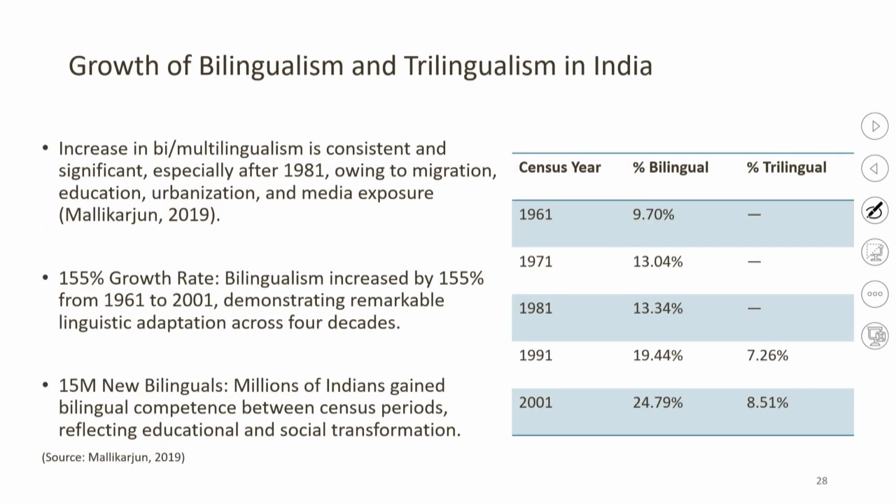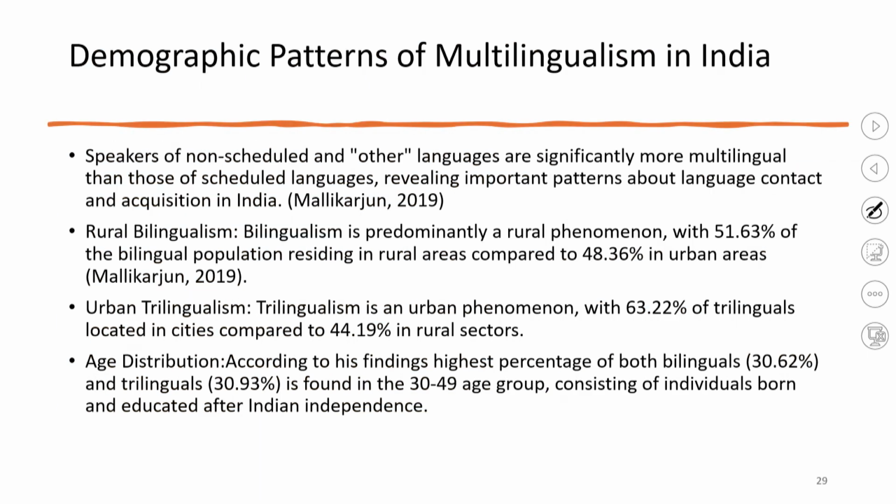Now, the growth of bilingualism and trilingualism in India has been very steady and consistent over a period of time. This is some data that we have from the 1961 census to the 2001 census. You can see a steady growth of bilingualism, starting with 9.7% to 24.79% in 2001. Initially, we did not have much data on trilingualism, but even when we did, you can see an increase over time. So, demographic patterns of multilingualism in India are also very interesting data to study. There are multiple angles to it. We have added a few.